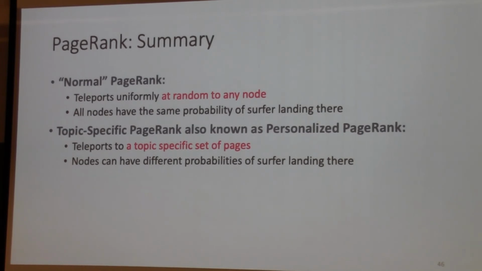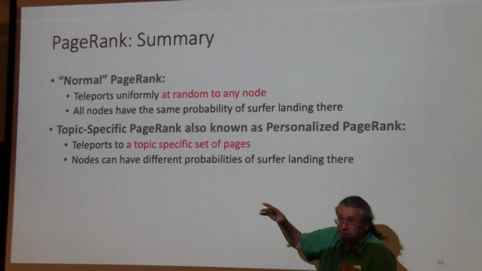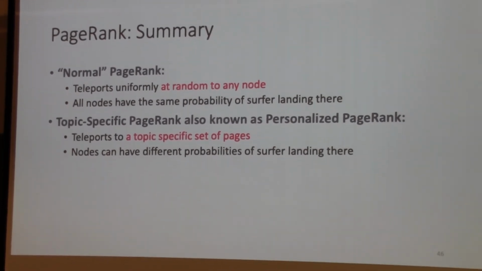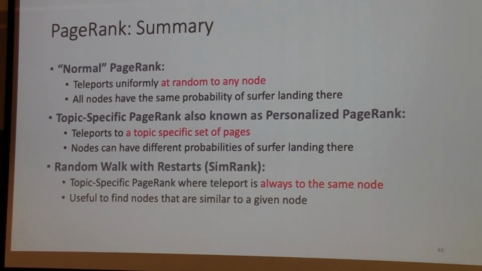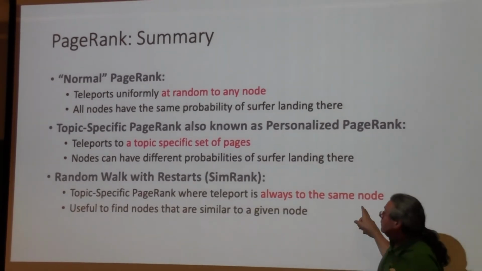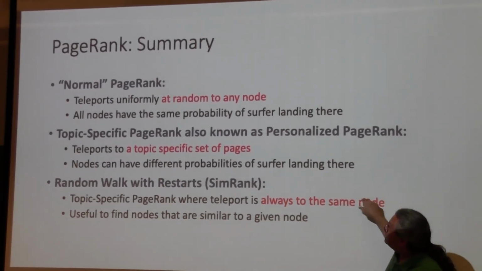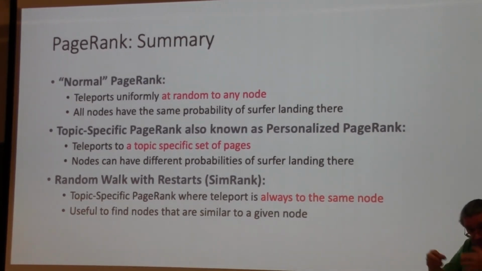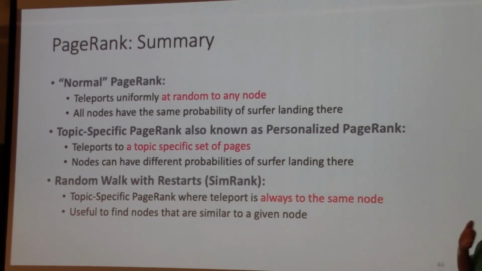Now, topic-specific PageRank is teleporting to a specific set of nodes, but then it's using the regular PageRank, okay? And the random walk with restarts, which is the SimRank, the teleport is always to the same node. So it's like the topic-specific is just one node. We want to know the nodes that are similar to this one node. So this is different kinds of PageRank, okay?